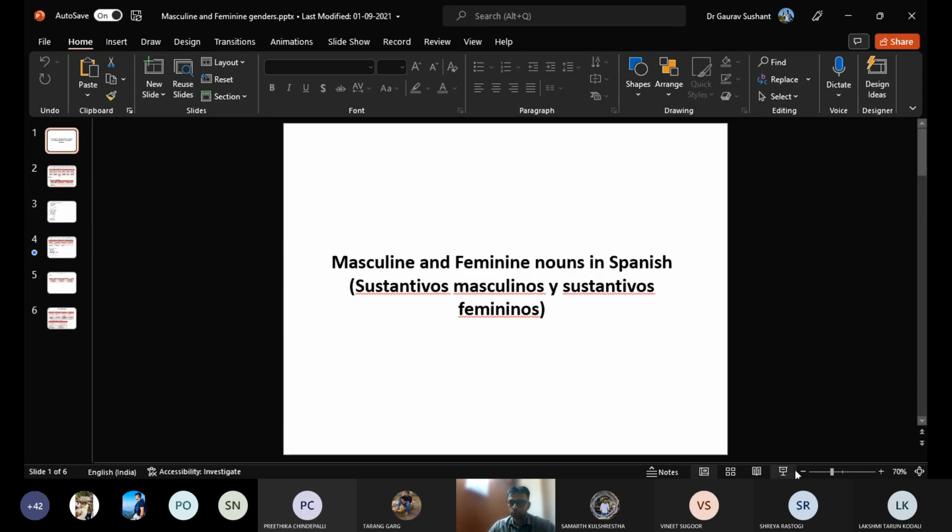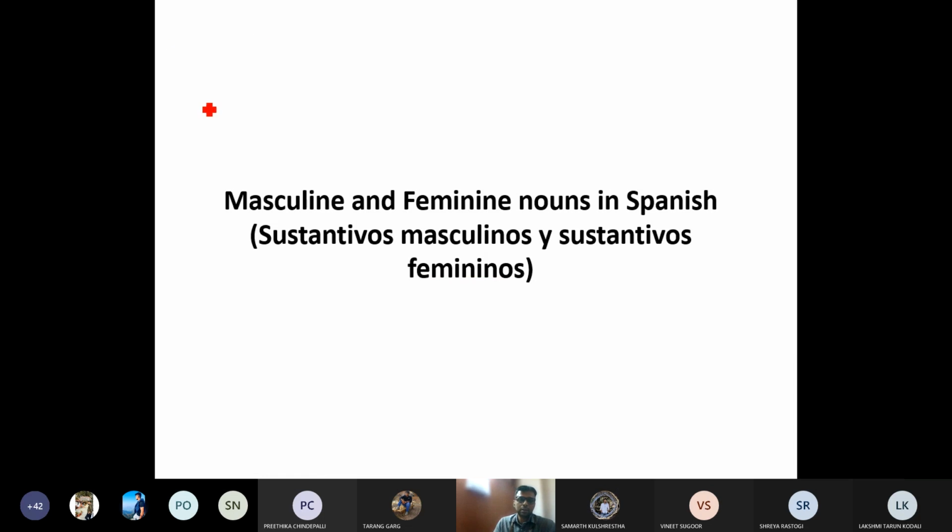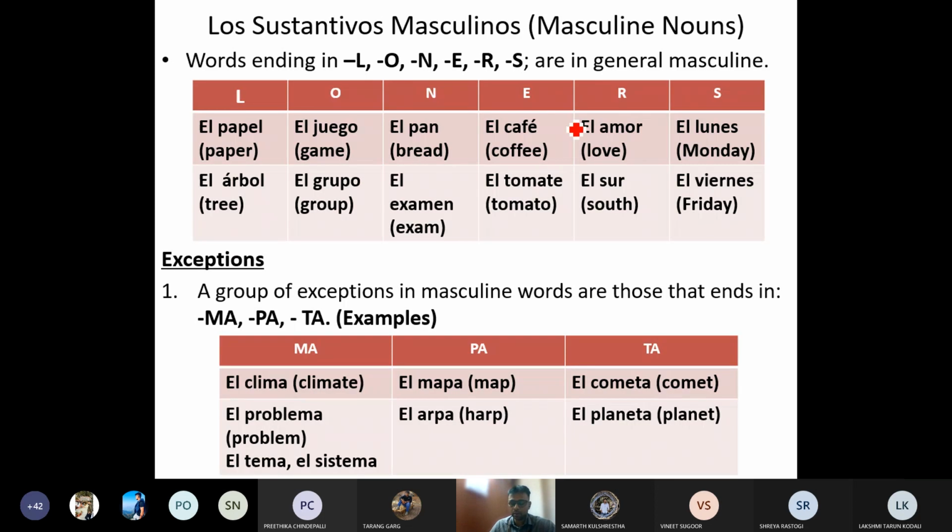Okay, so let us see that first. Masculine and feminine nouns in Spanish. Sustantivos is what we call nouns, masculinos and femeninos. The first category we are going to talk about today is masculine nouns. How would you identify whether a given noun is a masculine noun or not? I'm going to show you some tricks, but not as a rule, because there will be some exceptions, and this rule is not followed everywhere in Spanish. I'm just showing you this to make your learning a little bit easy.